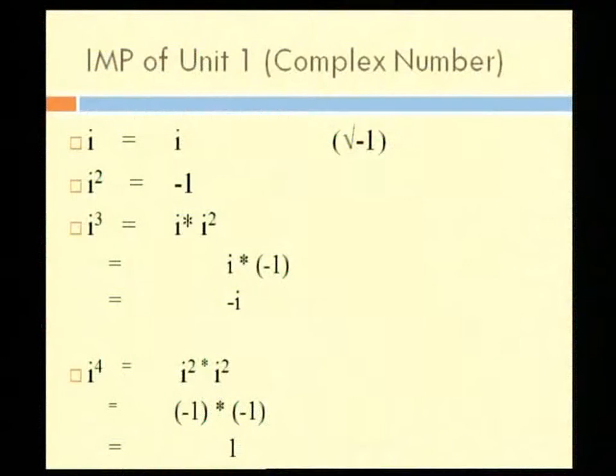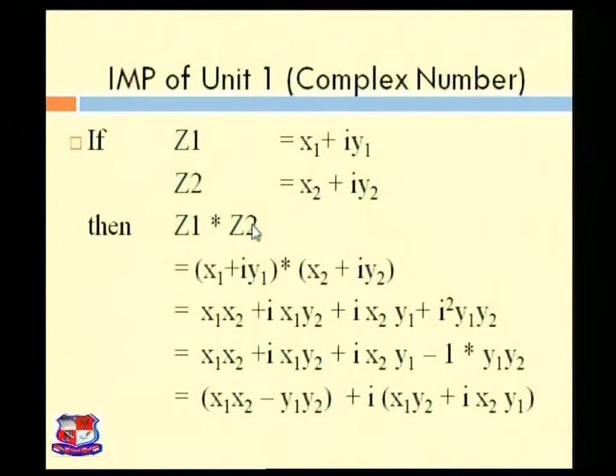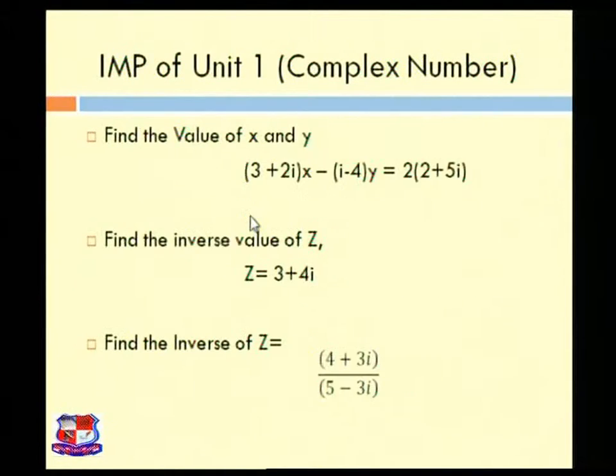Today we are discussing the importance of Unit 1, that is, the chapter Complex Numbers. Up to now we have discussed some important formulas of complex numbers: i is equal to root of minus 1, i square is equal to minus 1, i cube is equal to i into i square, that is minus i, and i raised to 4 is 1. We already discussed how to add two complex numbers, subtract them, multiply them, and how to take the division of two complex numbers.